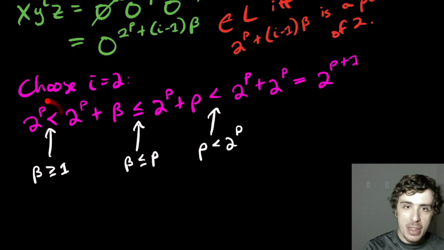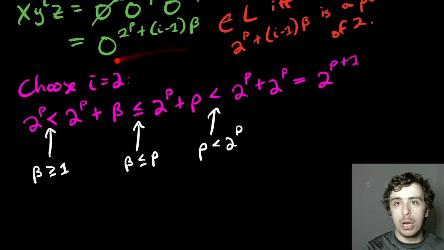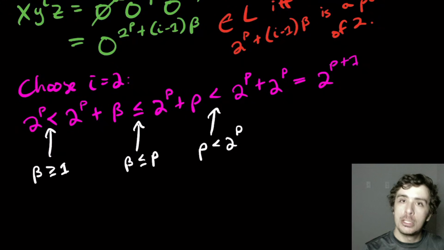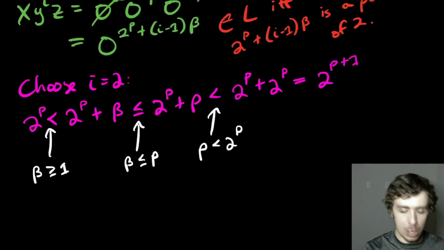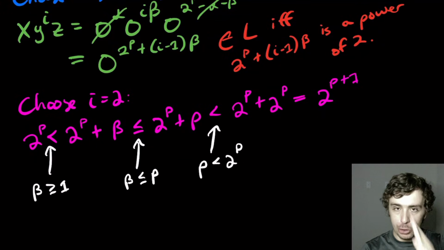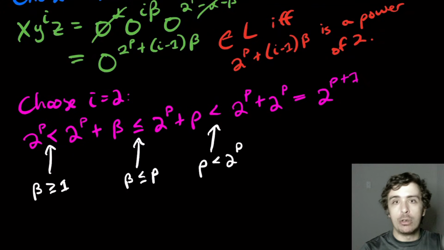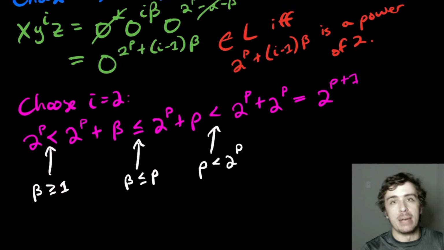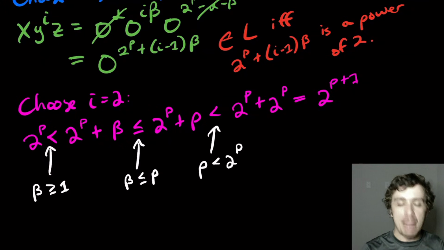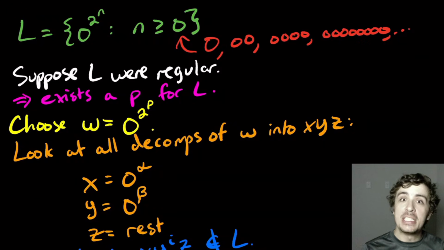So it's not equal to this power of 2, it's not equal to that power of 2, and these two are consecutive powers of 2. So it's kind of like the perfect squares proof, except now we have a slightly different thing that we need to check right here, which is that p is strictly less than 2^p. And since it's strictly between two consecutive powers of 2, it can't be equal to either one of them. And so it itself is not a power of 2, implying that this language of powers of 2 is not a regular language.